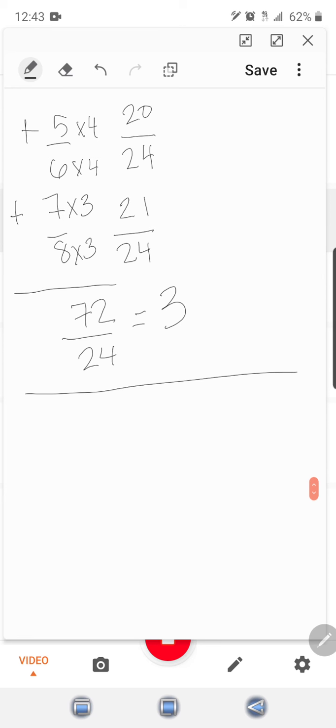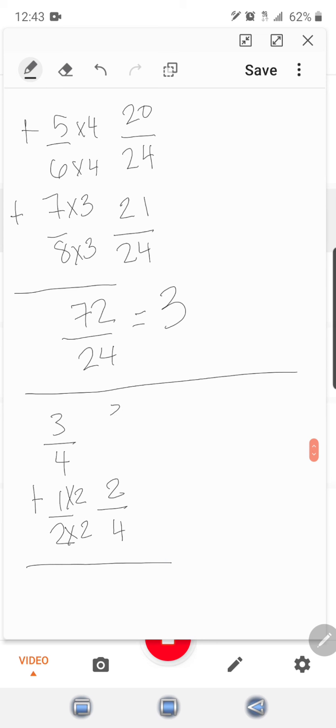So we need to see. It says combined. When we hear the word combined or total, we know we're going to add. Okay, so it's 3/4 plus 1/2. Common denominator is 4. Make it simple. So 3 and 2 is 5.